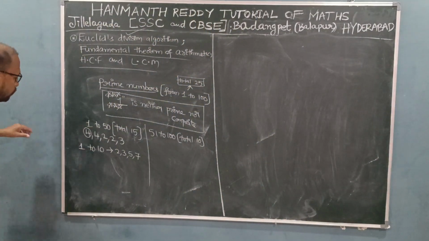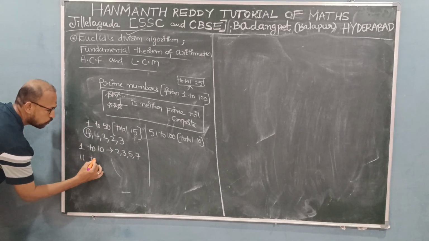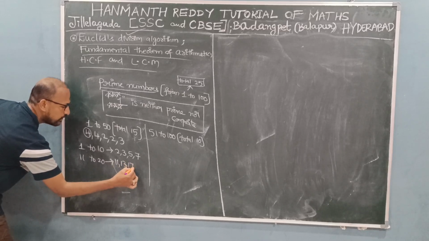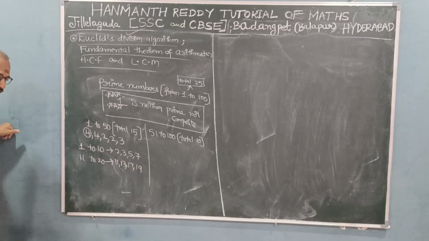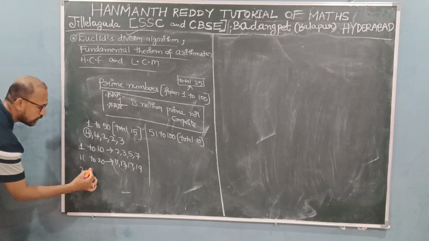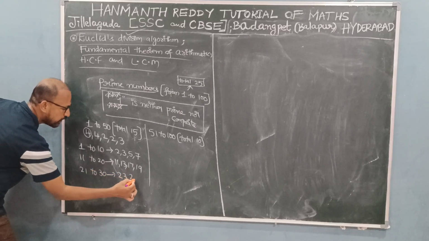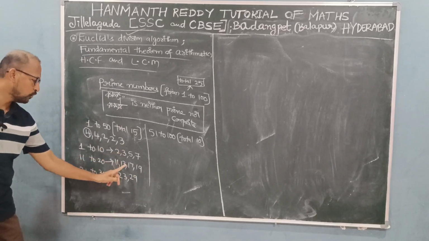Next is 11 to 20. That is again 4 prime numbers: 11, 13, 17, 19. Next is 21 to 30, which is nothing but 23 and 29. See, double 4, double 2, 3.